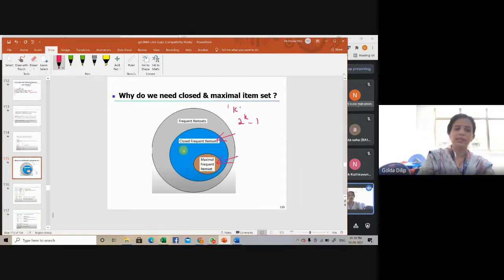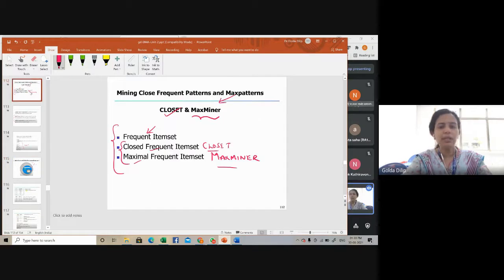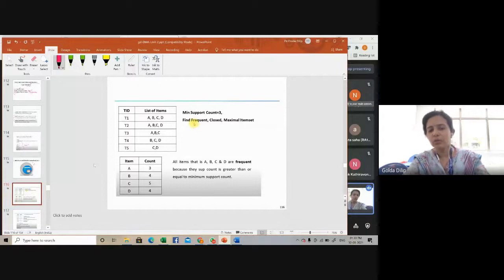Now we'll work out an example and compute all three: frequent item sets, closed frequent item sets and maximal frequent item sets. Make a note in your notebook, not just looking at this. I want all of you to write it down in your notebooks. We have 5 transactions here, T1, T2, T3, T4, and T5, and in each transaction a list of items is given. The minimum support is 3. You need to find the frequent item sets, closed item sets and maximal item sets.